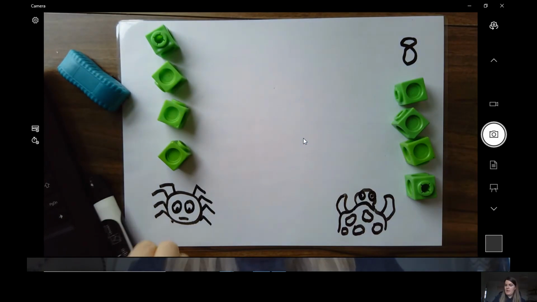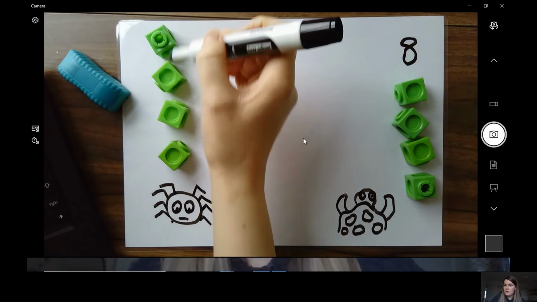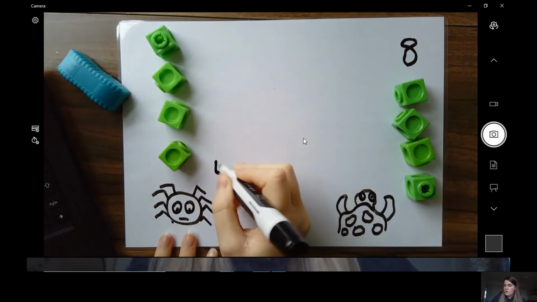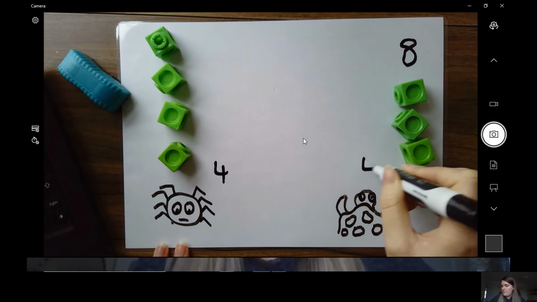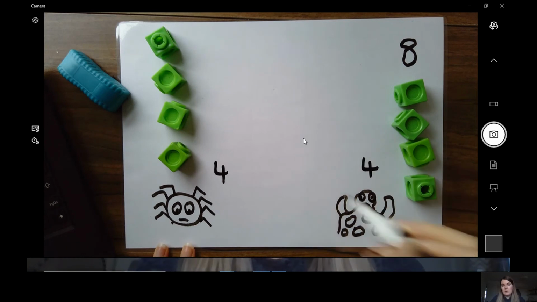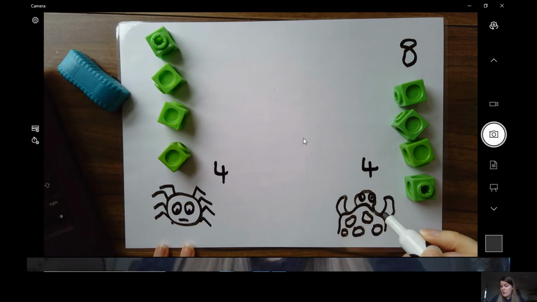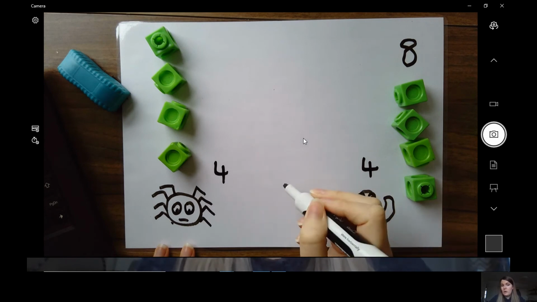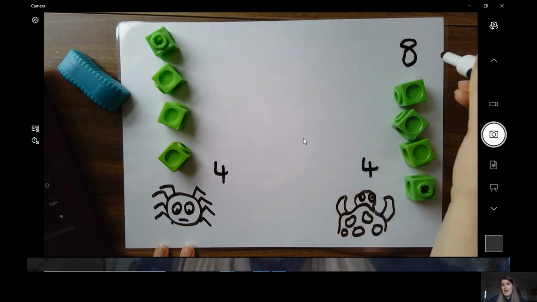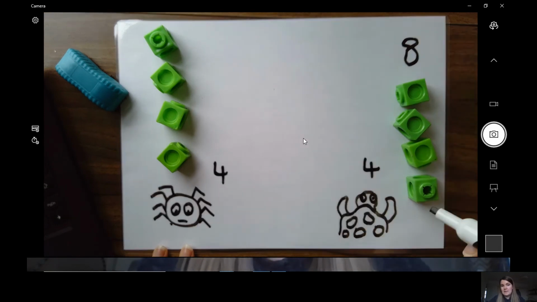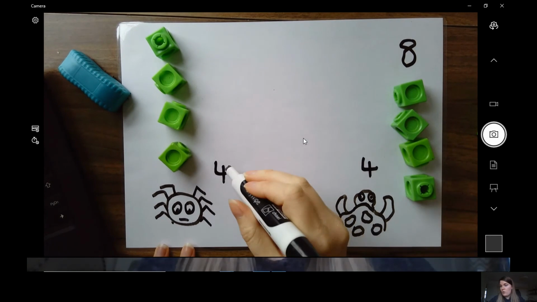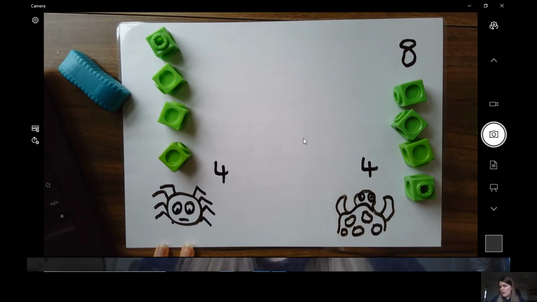Okay, let's check how many the spider's got. 1, 2, 3, 4. How many has the turtle got? 1, 2, 3, 4. And the way to double check we've halved is we can do the reverse of halving. Doubling. What's double 4? 4 and 4 is 8. So halving is the reversing of doubling. So we know that when we share 8, we should have 4 and 4, 2 equal parts.